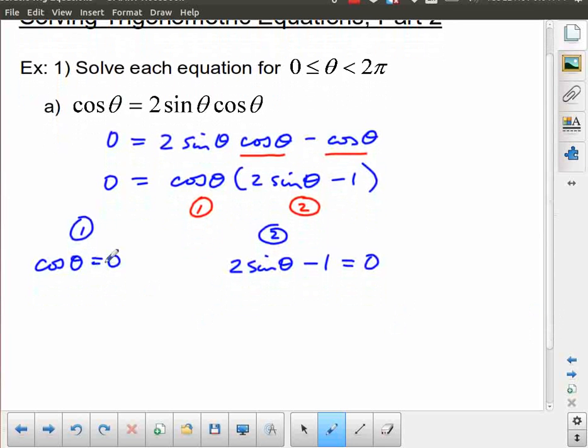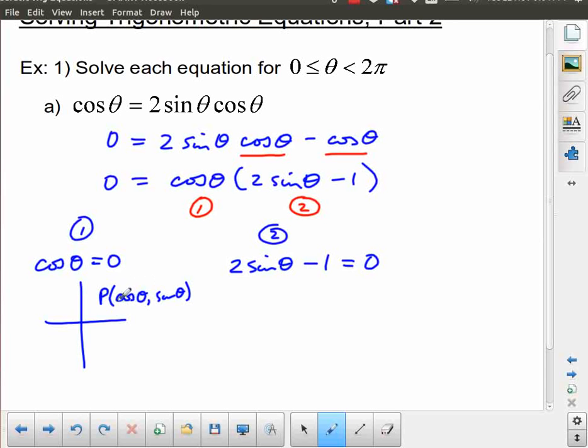Now cosine theta equal to 0, this is going to be something that's on one of the axes. And just try to remember that any point is written in terms of cos theta, sine theta, meaning the cosine theta is the x coordinate.